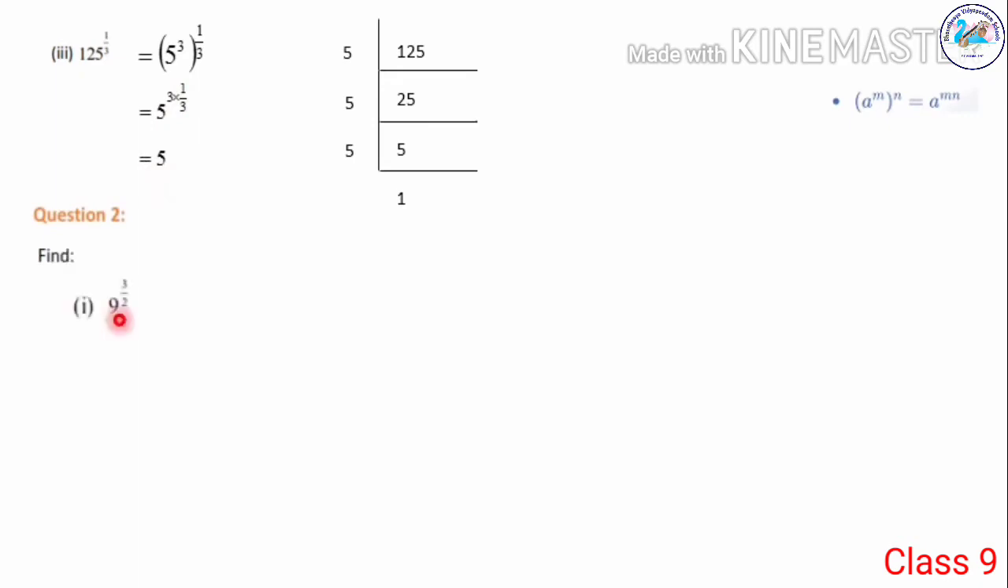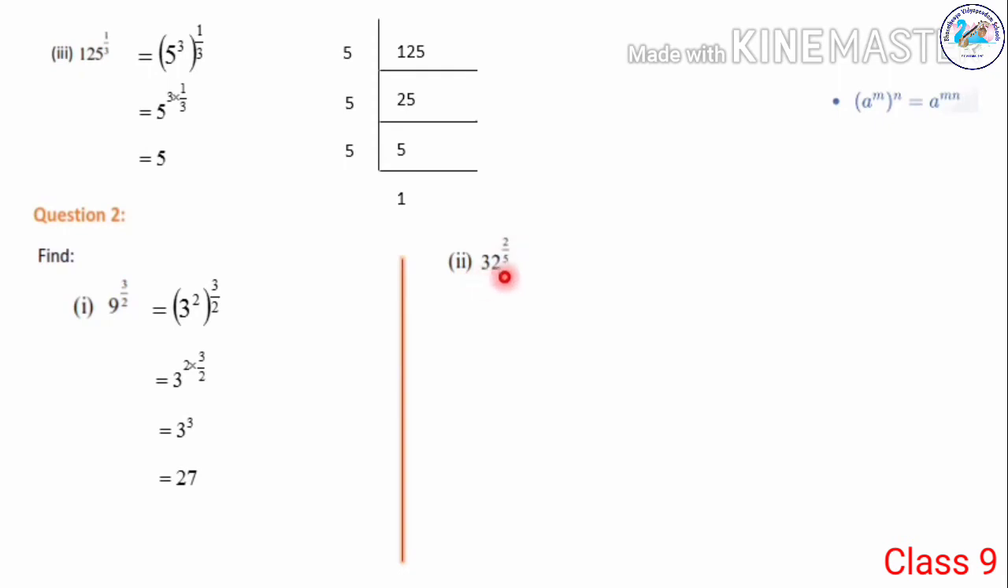Question number 2. Find 9 power 3 by 2. Here again 9 we can write. No need to factorize 9, it is quite clear for us. 9 is 3 square. 3 square whole power 3 by 2. Again the same formula, a power m the whole power n equal to a power mn, that is 3 power 2 into 3 by 2. 2 into 3 by 2 when you do, 2 cancel, final answer we will get 3 power 3, that is 27.